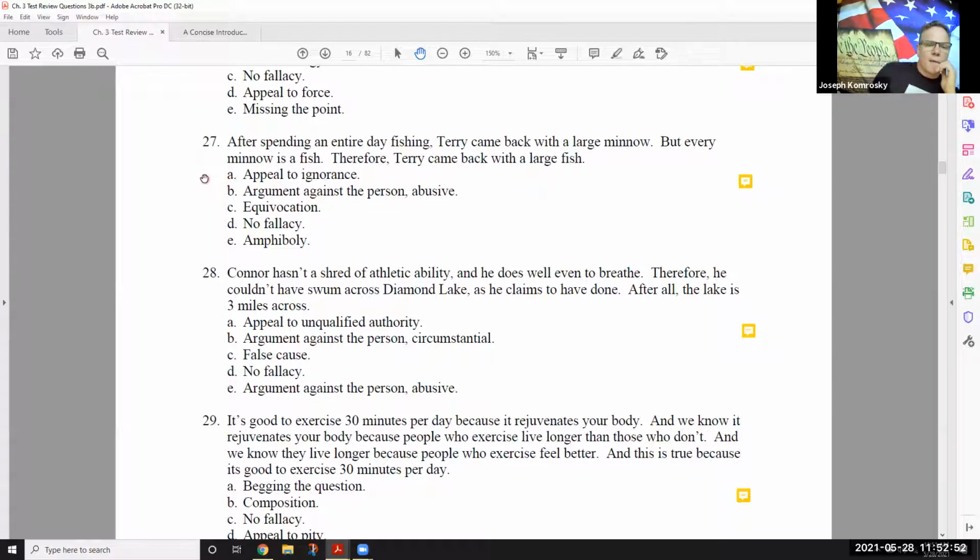After spending an entire day fishing, Terry came back with a large minnow. But every minnow is a fish. Therefore, Terry came back with a large fish. Yes. But every minnow is a fish. Therefore, Terry came back with a large fish. Equivocation.